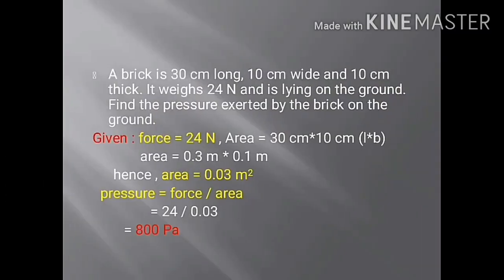Similarly, let us solve this another sum. Here the sum has given some indirect way. It says that a brick is 30 centimeter long, 10 centimeter wide and 10 centimeter thick. It weighs 24 Newton and it is lying on the ground. Find the pressure exerted by the brick on the ground. Let us solve this sum.